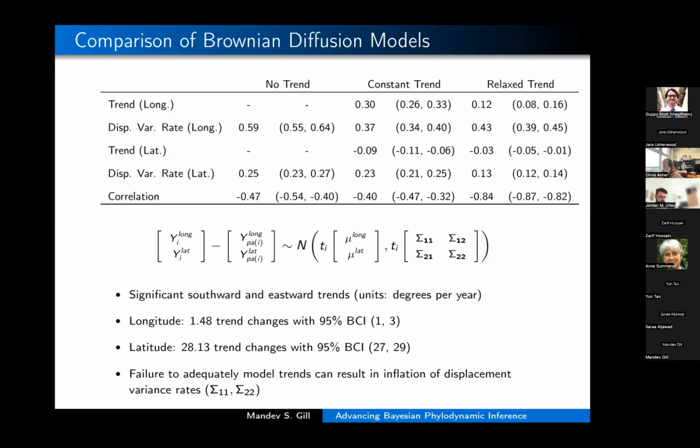So these results show how failing to adequately model trends can result in the underlying trend being conflated with the displacement variance rate and also inflating the displacement variance rate. On the other hand, flexible modeling of trends can lead to a more precise, detailed reconstruction of dispersal dynamics.